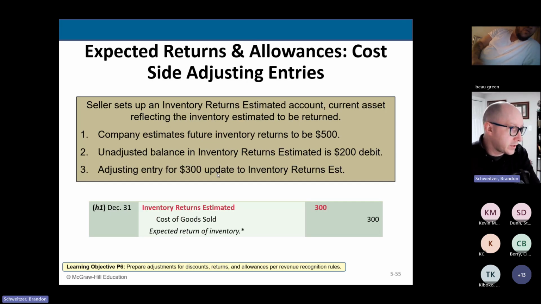Also, at the end of the year, sometimes there might be an expectation of a return of inventory in the near future. And so in that case, we debit an account called inventory returns estimated, and we credit cost of goods sold.